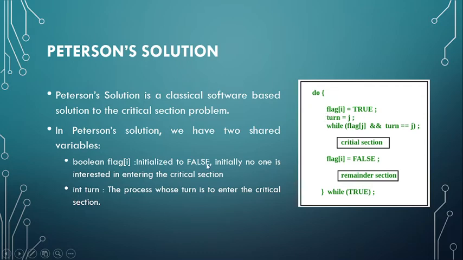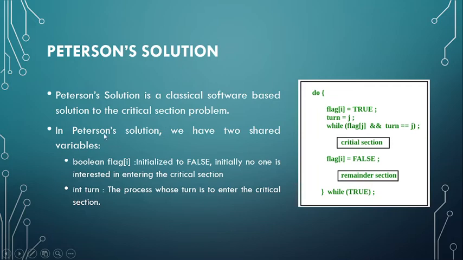So the meaning of false here is that no process is accessing the critical section. Initially no one is interested in entering the critical section. If the flag value is true, which is 1, then there is a process which is accessing the critical section, so no other process can enter the critical section. And the other variable is turn, the process whose turn it is to enter the critical section.